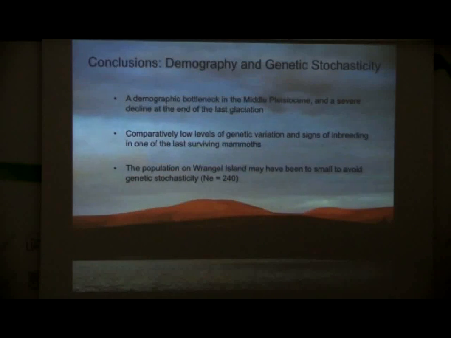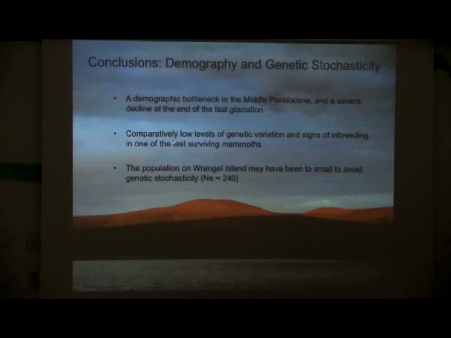So to summarize the mammoth story, part 2, we infer a demographic bottleneck in the middle Pleistocene 300,000 years ago that we don't know what it's about, and we also find a very sharp decline in population size around 20 to 10,000 years ago at the end of the last ice age. In the last surviving mammoths, just before they became extinct, we do find some evidence that they have lost diversity, and that they have accumulated inbreeding up to 20%, 23%.